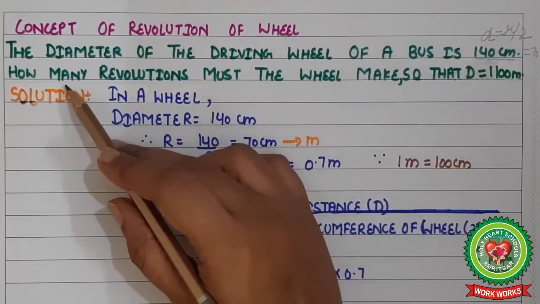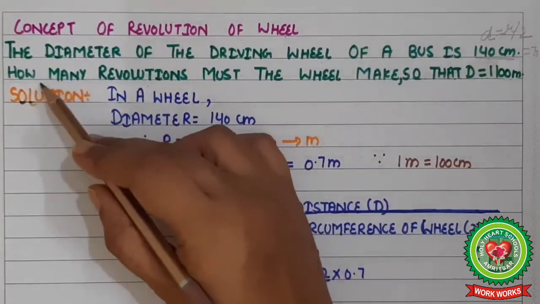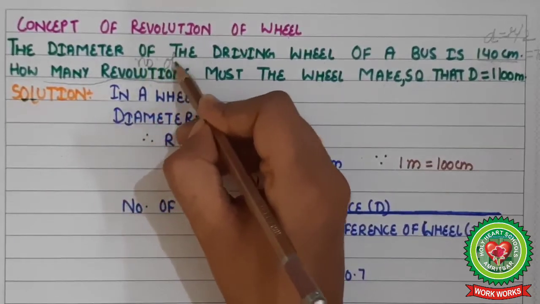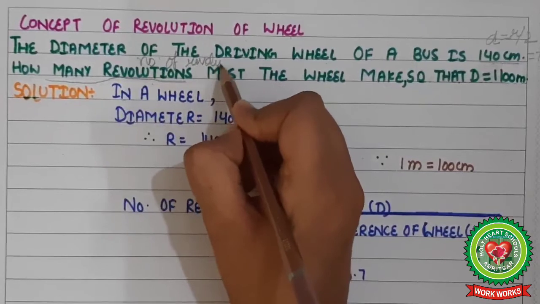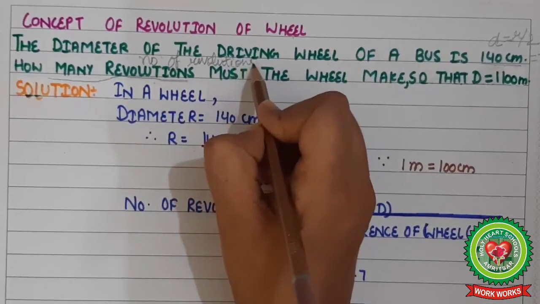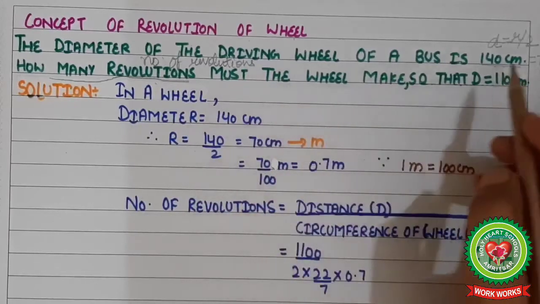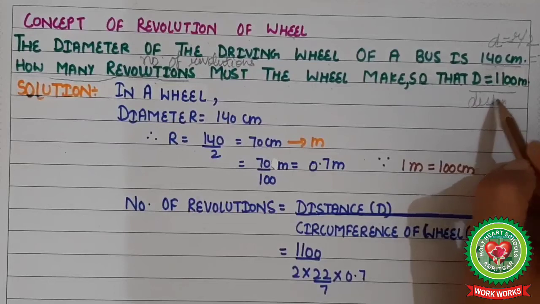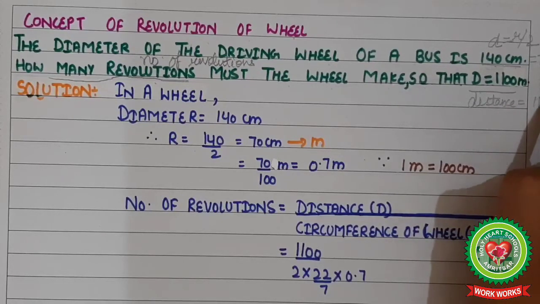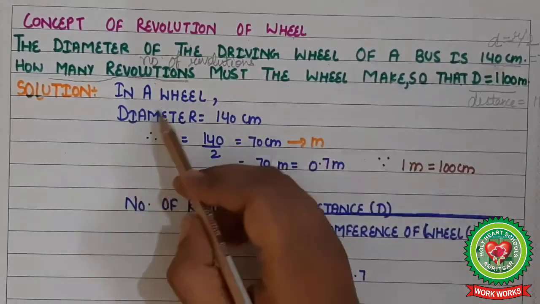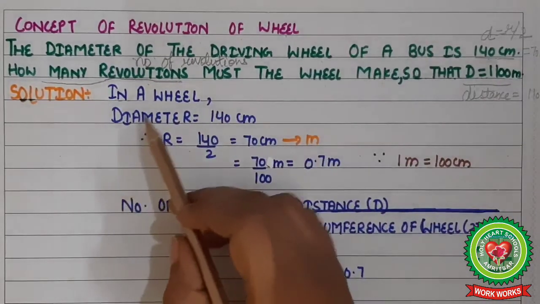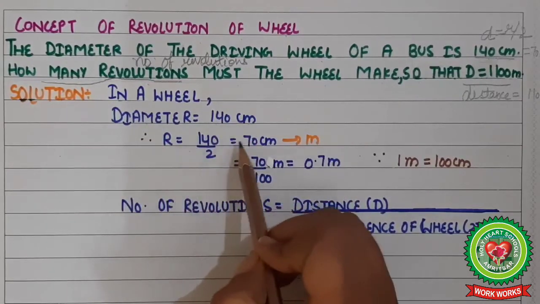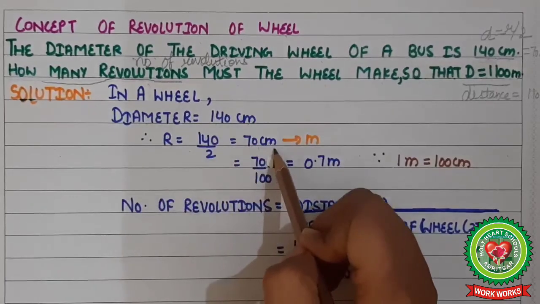And what we need to find? We need to find how many revolutions, means we need to find number of revolutions made by a wheel, means value of n. N stands for numbers. And what else is given to us? So that to make a distance of 1100 meter. So let's start with the solution. Solution is, in a wheel, diameter equals to 140 centimeter, so radius will be 70 centimeter.